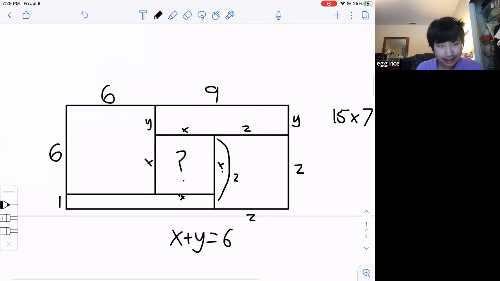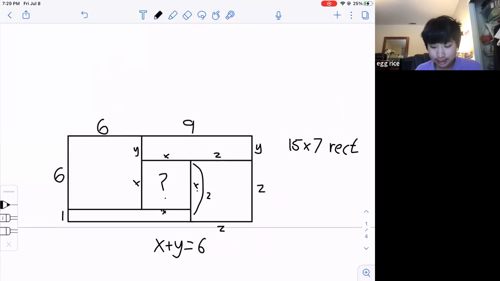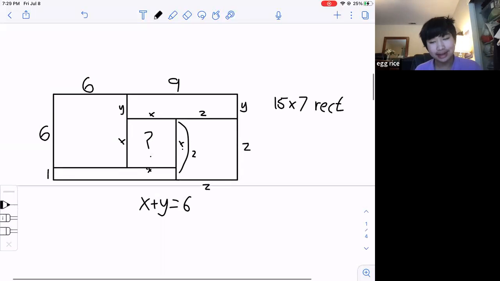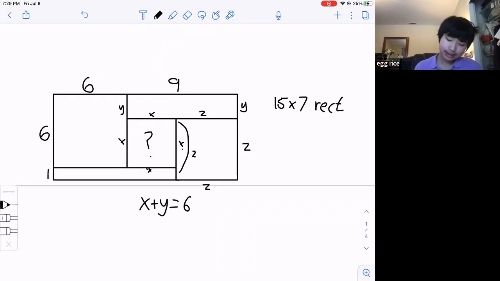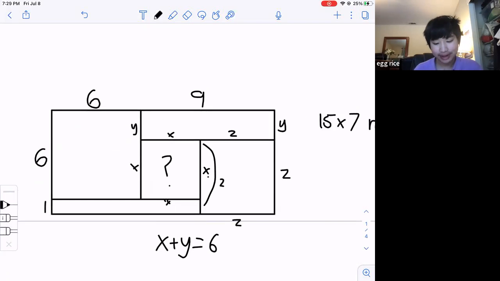So does everyone see how this makes sense? Is this clear to everybody? If it's unclear, you should say it. It's okay. Okay, nice. I'll assume it's clear to everybody, but what other relationships can we find?